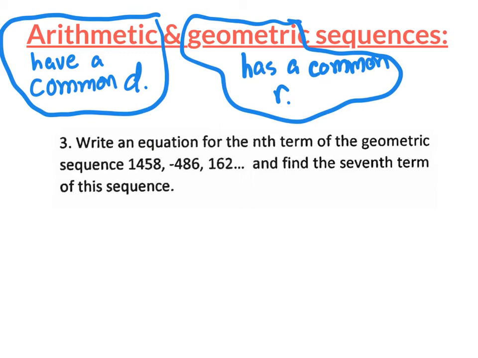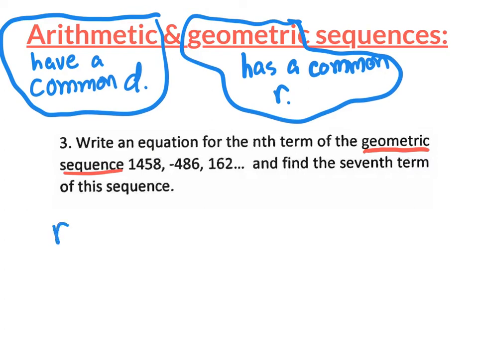Right here, it's telling us to write an equation for the nth term of the geometric sequence. So they are telling you that it's geometric. They're not asking you, is it geometric? They're telling you, this list of numbers is geometric. Now, when they tell you that it's geometric, that tells you something. It tells you that it has a common ratio. Okay, so let's find out that common ratio.